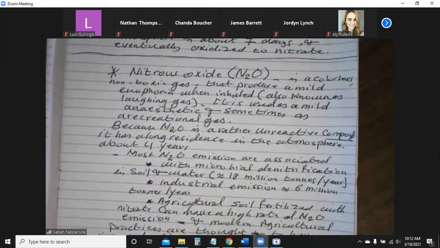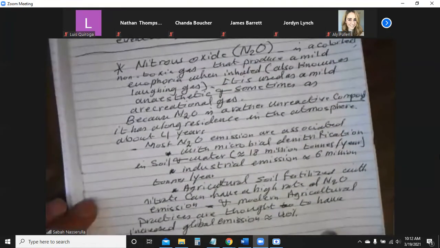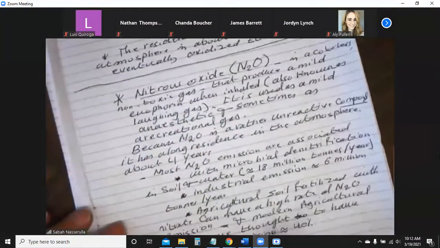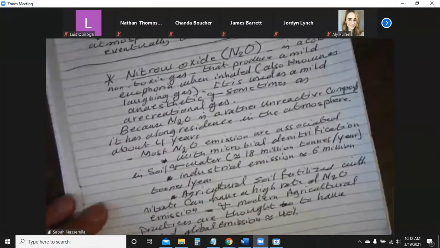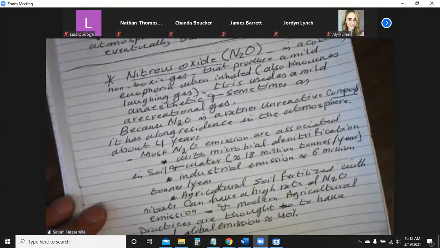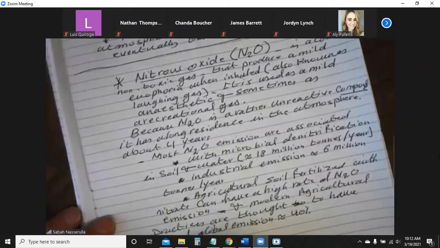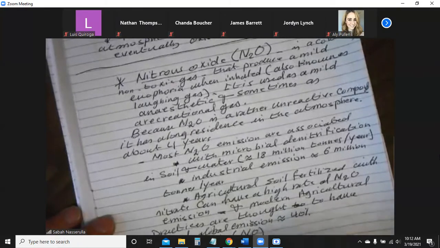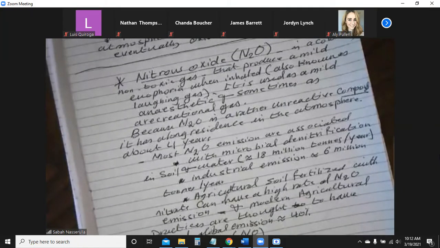Now going to move to another one, which is known as nitric oxide. Always remember this one is nitrous oxide. Now we're going to deal with nitric oxide, which is NO. We're going to need both here.